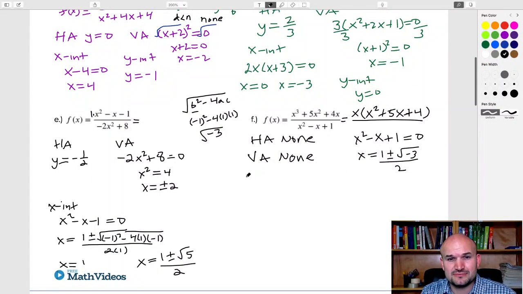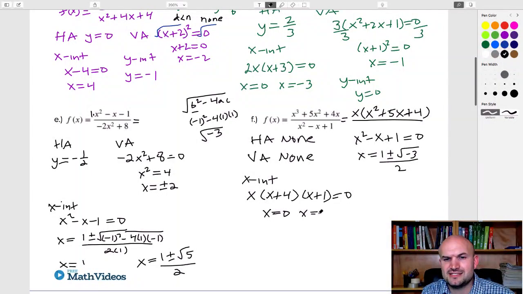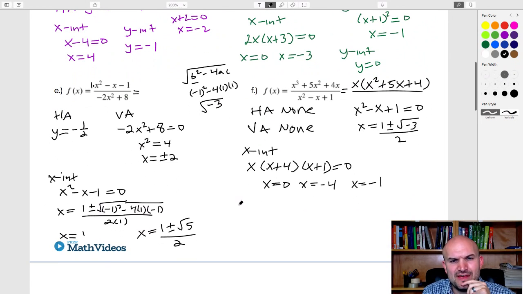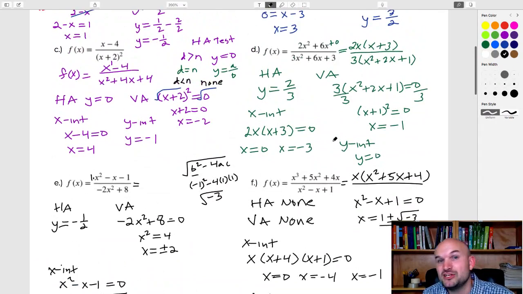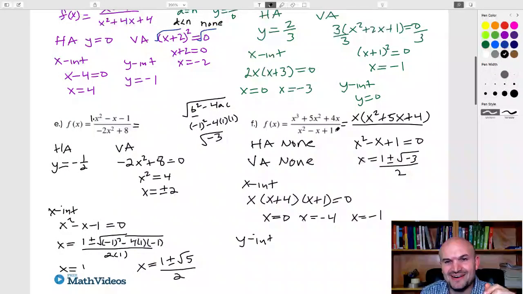For the x-intercepts, I'm just going to set my numerator equal to 0, and I'm going to continually factor this down. So that would be x times x plus 4 times x plus 1 equals 0. So therefore, x is equal to 0, x is equal to -4, and x is equal to -1. So a lot of x-intercepts, right? 3 of them. Kind of cool. And then for my y-intercept, I don't have a constant now in the numerator. Oh, actually, I already did an example like that. I probably should have changed it up. So I have 0 over 1, so my y-intercept is y equals 0.